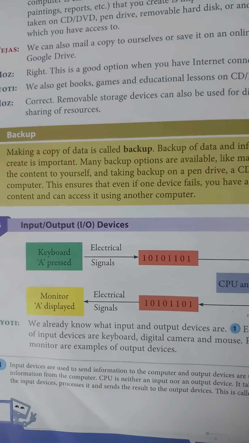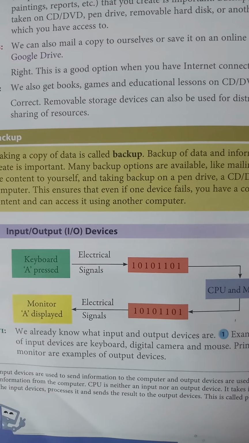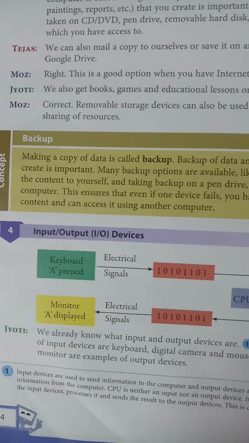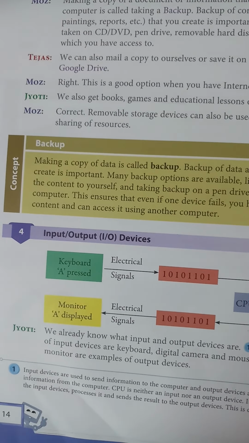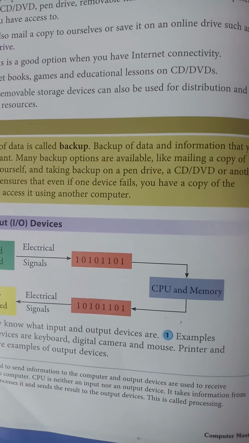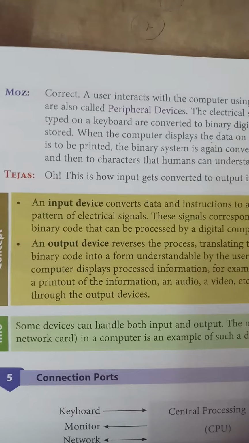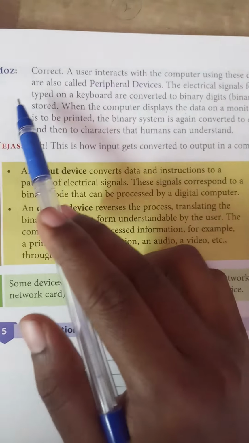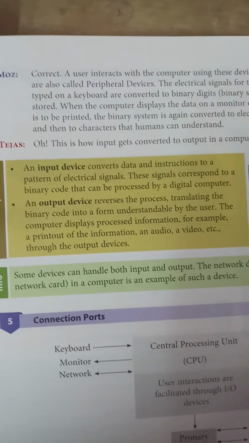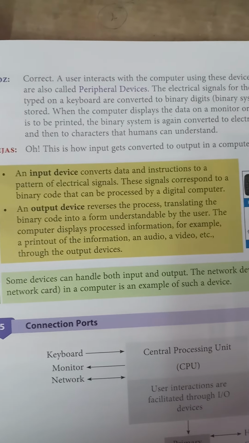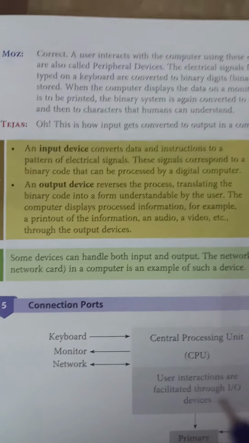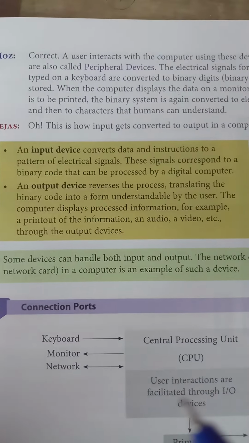Okay, the CPU is neither an input device nor an output device. It takes information from the input device, processes it and sends it to the output device. This is called processing. The CPU is also called a processor. A user interacts with the computer using these devices, such as the keyboard and mouse. These are also called peripheral devices.